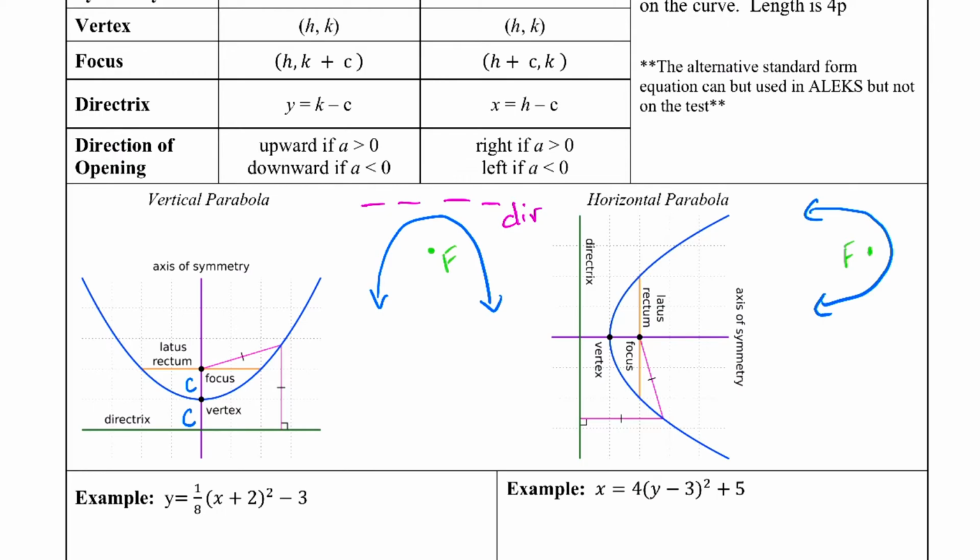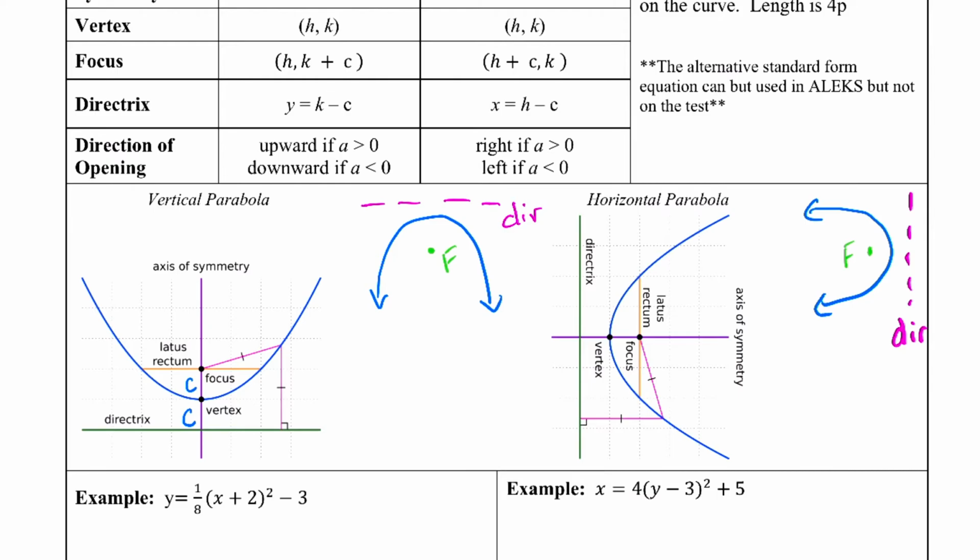And then for the one on the right, or opening to the right, the directrix is to the left of it. And then for the one opening to the left, our directrix is going to be to the right of it. Okay. Now, as we describe the directrix, it is a line. So we have to write an equation for the line when we are talking about it.